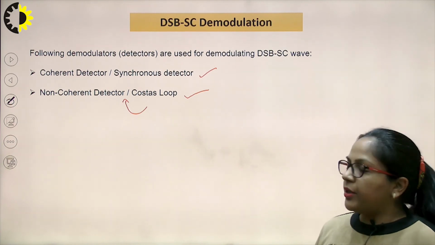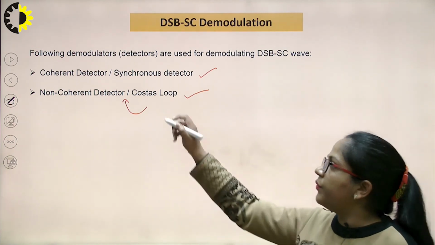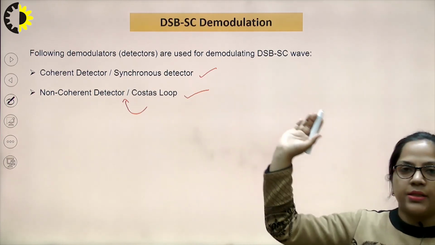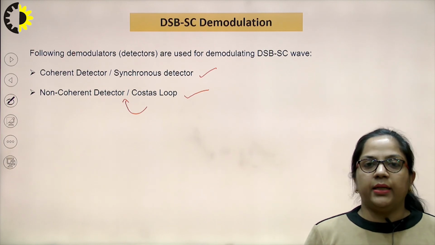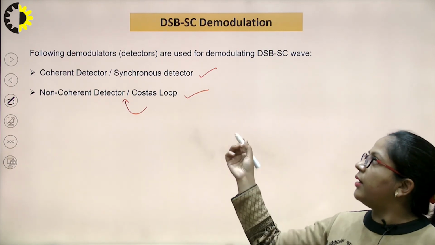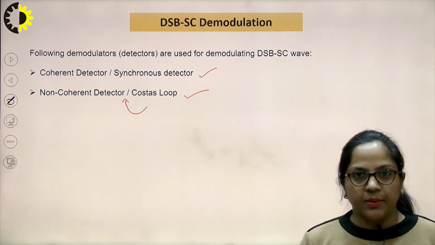In the next video lecture, we will discuss the detection of DSB-SC signal with the help of coherent detector and synchronous detector, and will also see what improvement in the efficiency we will get if we are performing DSB-SC modulation.